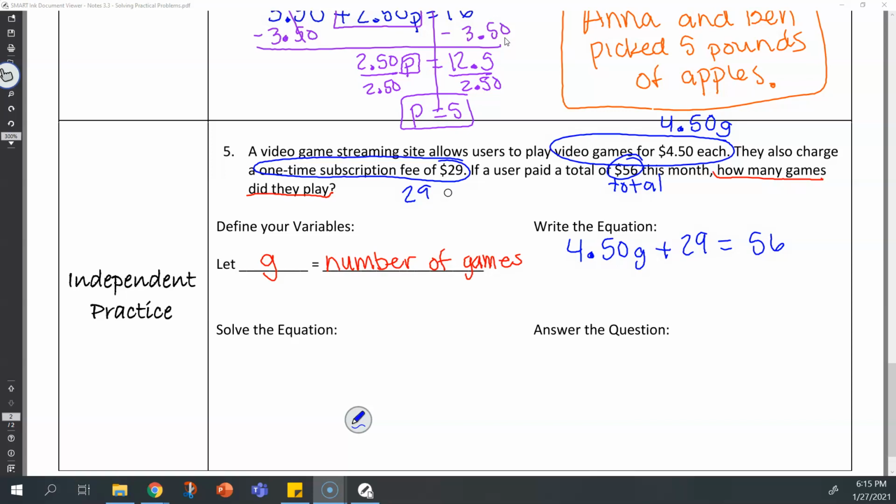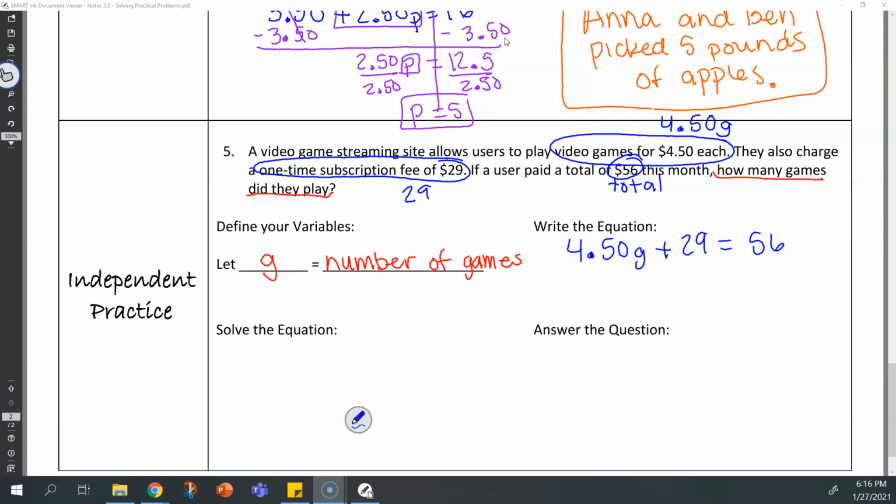I have a one-time fee of $29, so that's going to be a constant, just a plain old number. And then I have my total 56. When I write my equation, my total goes on one side by itself, and then my 4.5 goes with the G, my 29 goes with that as well. If your equation is different than this, but you have all of those things, 56 is alone, G's with 4.5, and 29 is being added to that, then you're good to go.